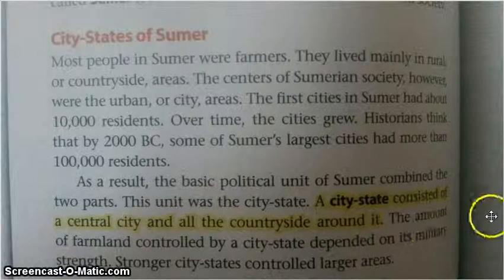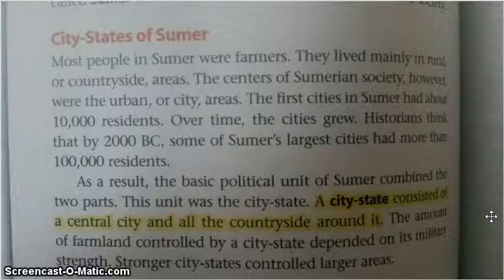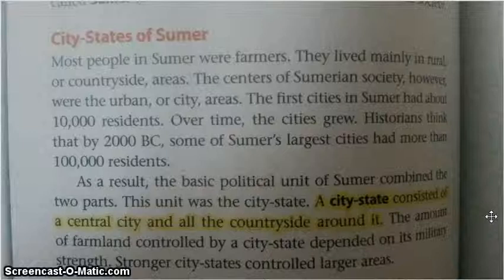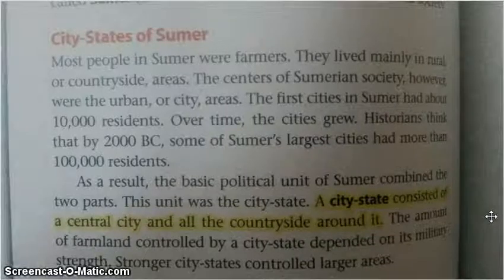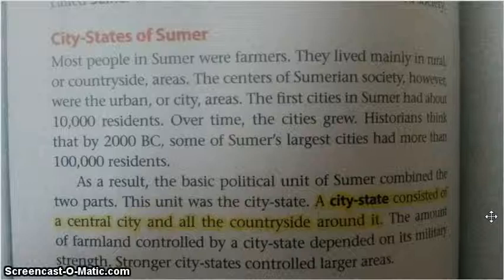So you can think of Pilot Mountain. You've got the town of Pilot Mountain where your grocery store and your McDonald's and your Wendy's and your banks and all those things are. But then some of you who do not live inside of that town probably also have a Pilot Mountain address, and you may live on the outskirts of town or in the more country or rural area. In Sumer, the entire Pilot Mountain with the town and the surrounding countryside would have been considered a city-state. So that's kind of an illustration for you there.